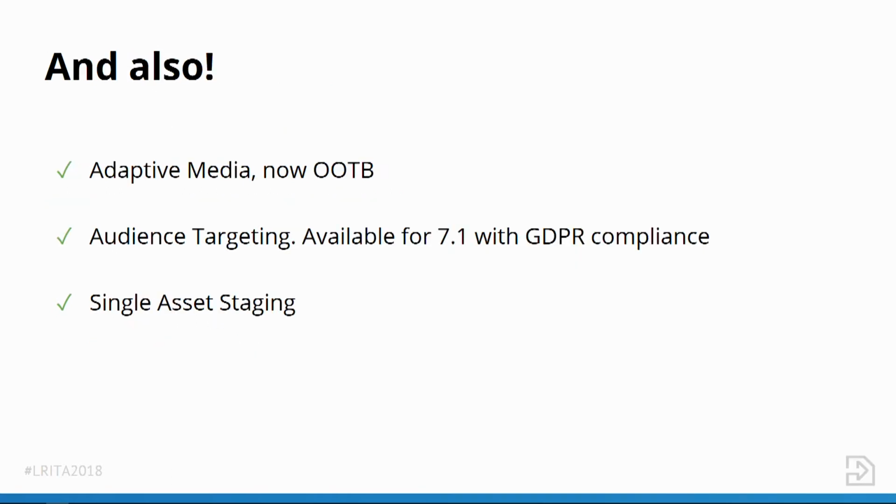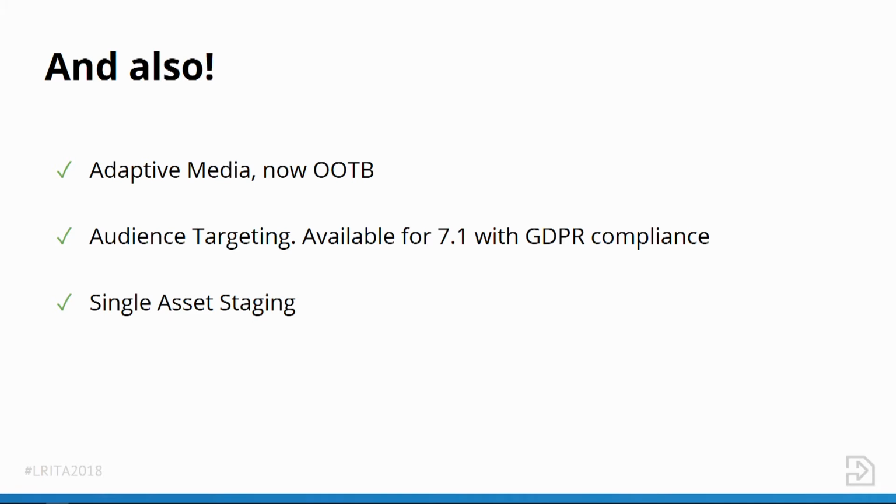Okay, and before closing this second area, I also wanted to remind you that with 7.1 we have adaptive media out of the box. In 7.0, you have to install it. In 7.1, it is out of the box. So remember that if you upload an image into Liferay, Liferay will create different versions of the image for you. And then Liferay, again transparently and automatically, will decide which image to serve depending on the size of the device that is accessing the portal, okay?